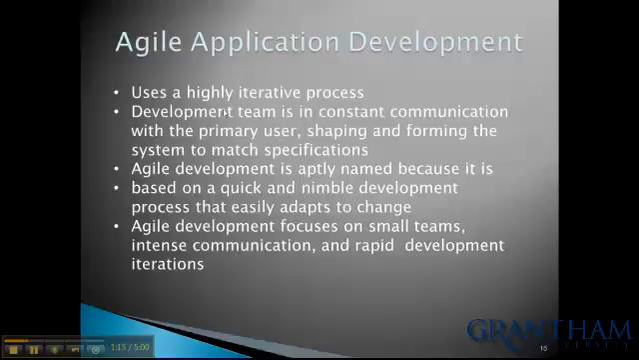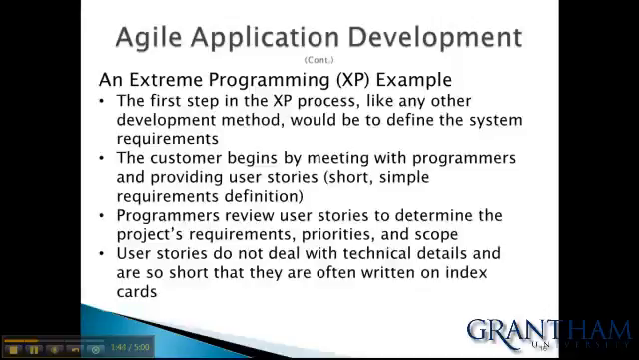Doing agile application development uses a highly iterative process. The development team is in constant communication with the primary user, shaping and forming the system to match specification. Agile development is aptly named because it is based on a quick and nimble development process that easily adapts to change. Agile development focuses on small teams, intense communication, and rapid development iterations.